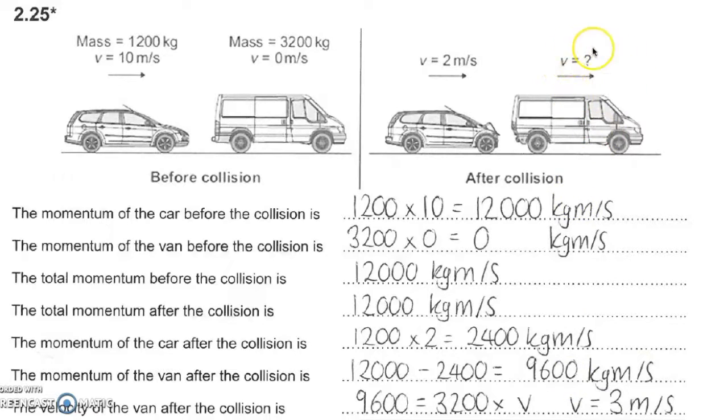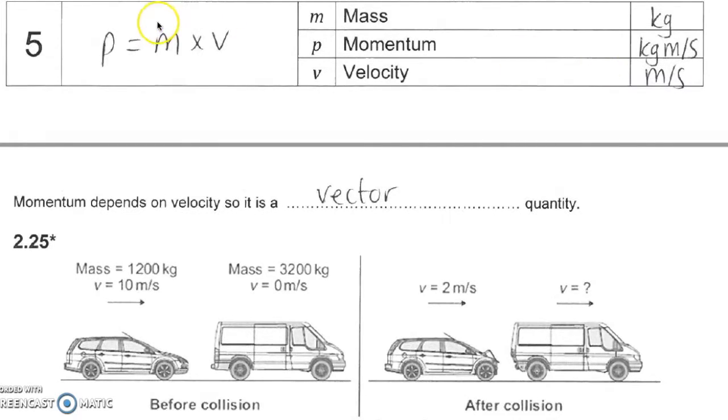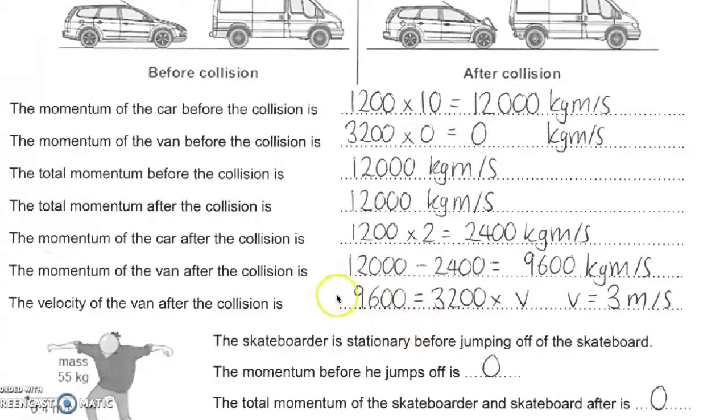Now, as it's asking us to work out the velocity, we can equate momentum equal to mass times velocity. We know the mass, which is 3,200, so we're going to say our 9,600, the momentum of the van, equals our mass times our velocity. 9,600 over 3,200 gives us a velocity of 3 meters per second.